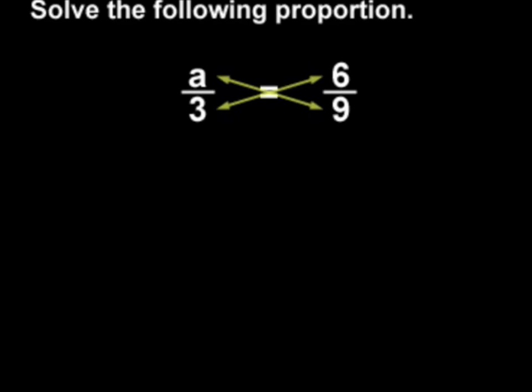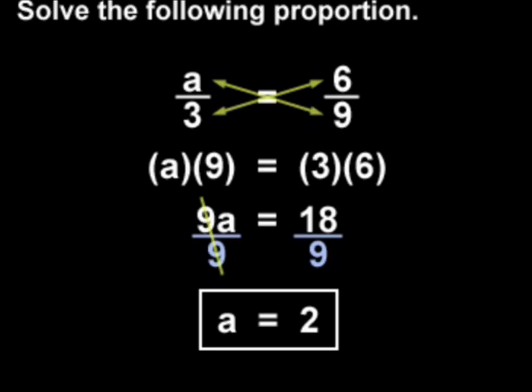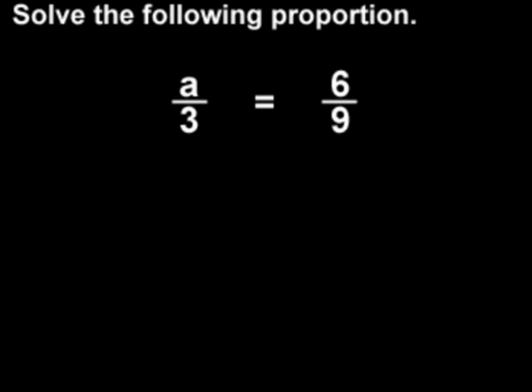So start by cross-multiplying. So 3 times 6 equals 9a, or 18 equals 9a. So now you're going to divide by 9. There's your work, a equals 2. So let's look at the original problem now, real quick. Another way to look at this.